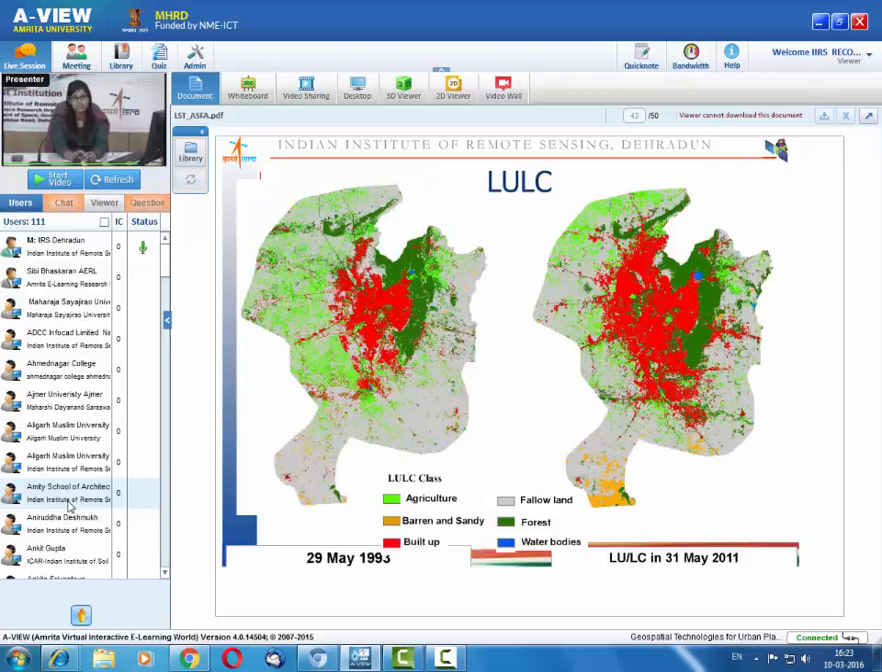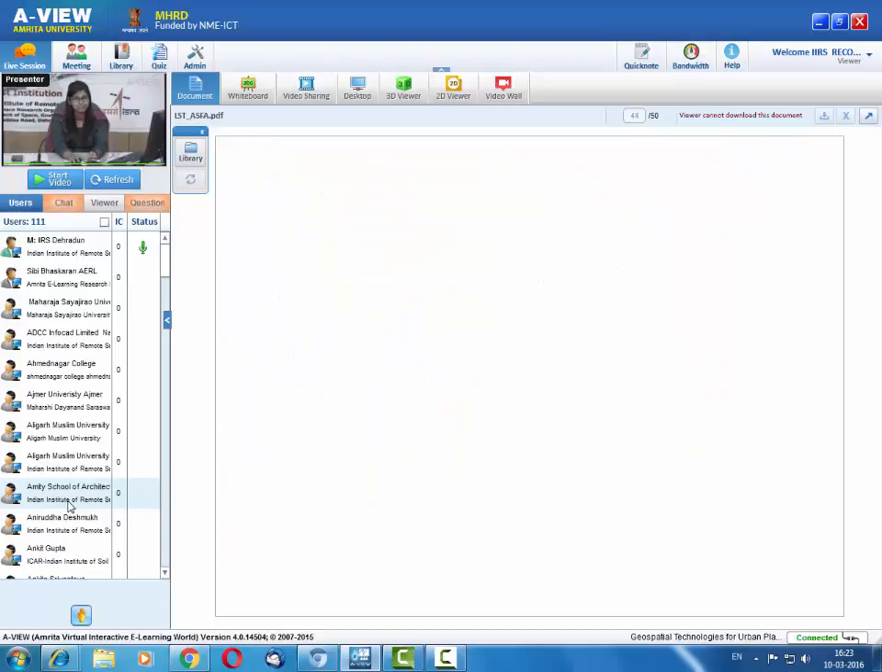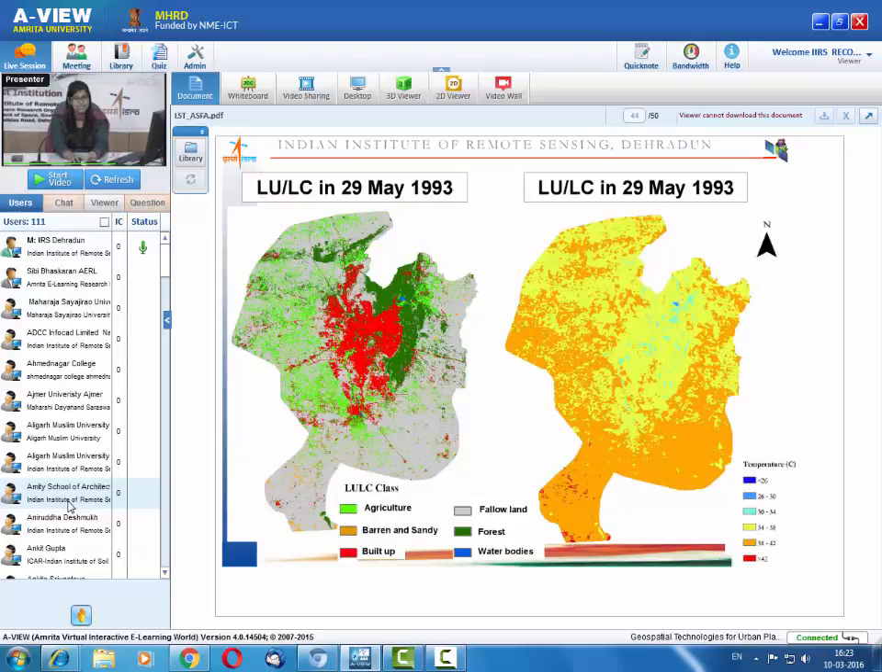So this was the land use land cover map for the city of Jaipur. Oh, Jaipur is a pink city, yes. 6 classes: agriculture, barren and sandy, built up, fallow land, forest, water bodies for both the years 93 and 2011. First, we wanted to analyze land uses change, which we had already done, not put here. Then land use, land cover, and the LST.